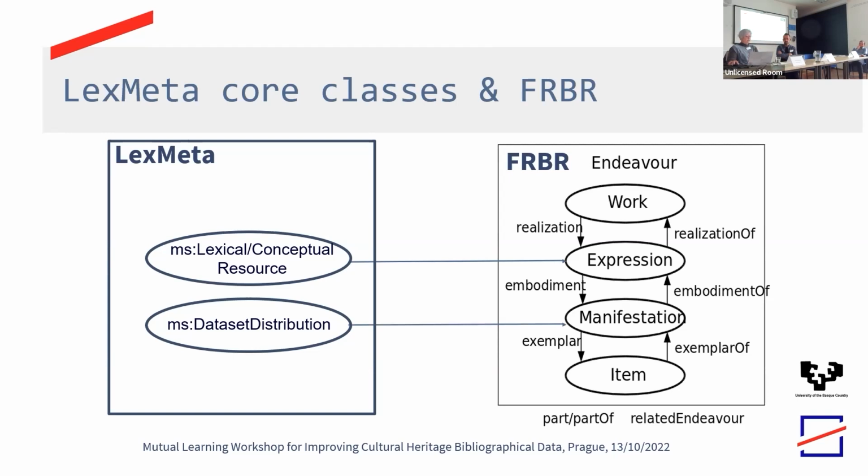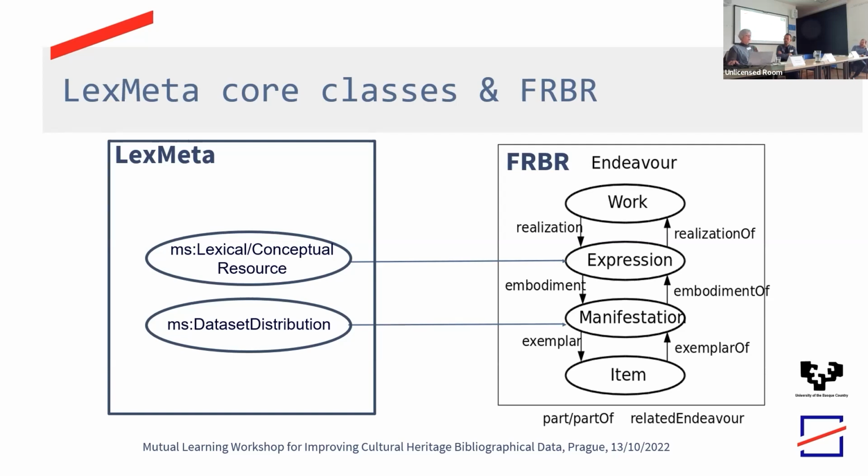In MetaShare, there's no class equivalent to item, but we don't need it for our own purposes. We're not going to have a library catalog where the items are linked. We just have a catalog of the books. We don't care about the exemplars, the physical exemplars themselves.